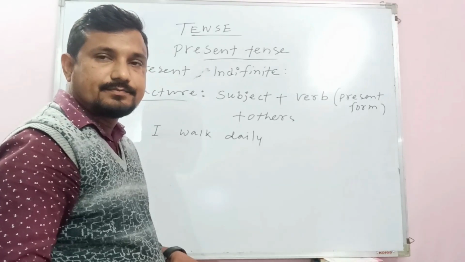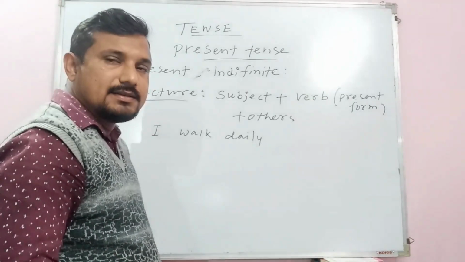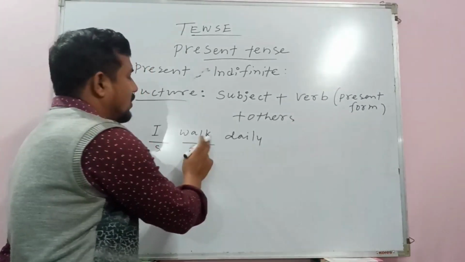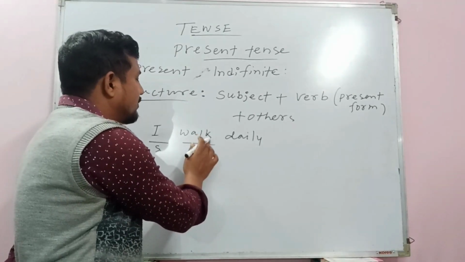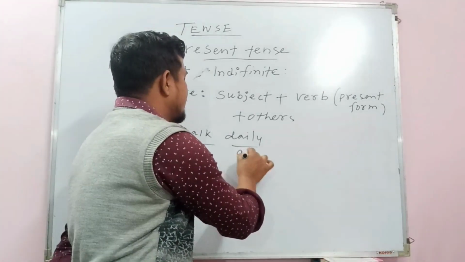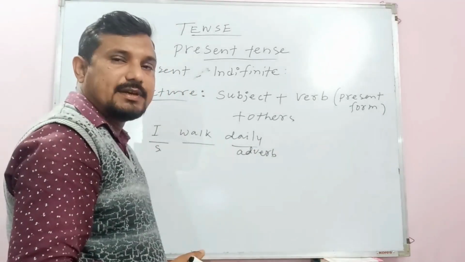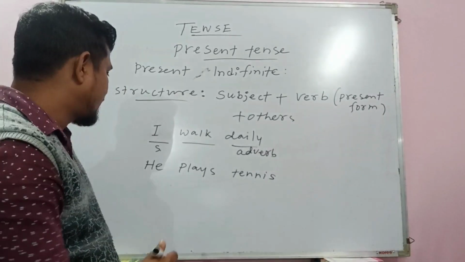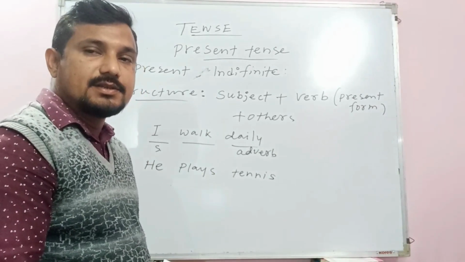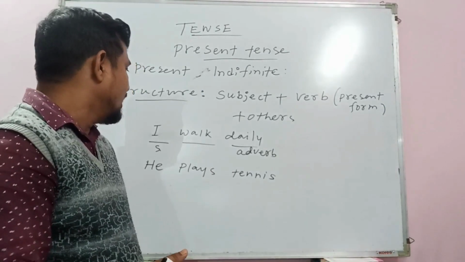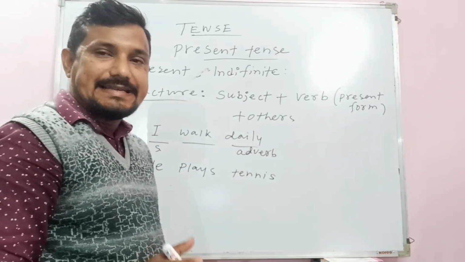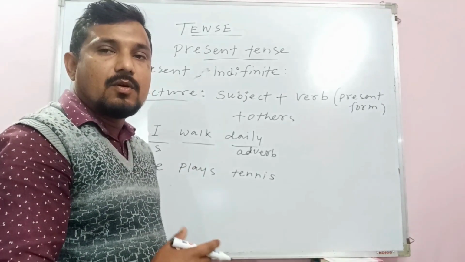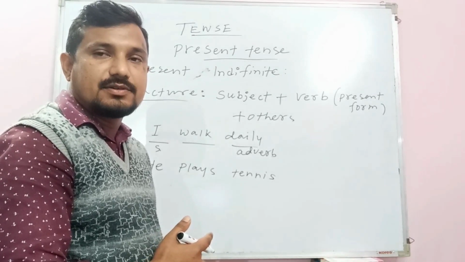I work daily. This is a present indefinite tense because I is the subject here, and work is the present form of the verb. Daily is an adverb. Then we can mention another example. He plays tennis. It is also a present indefinite tense because the exact time is not mentioned in these two sentences. The exact time of their activities is not mentioned.